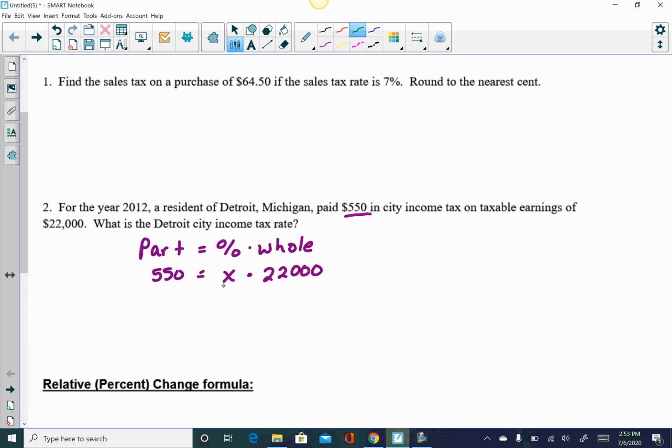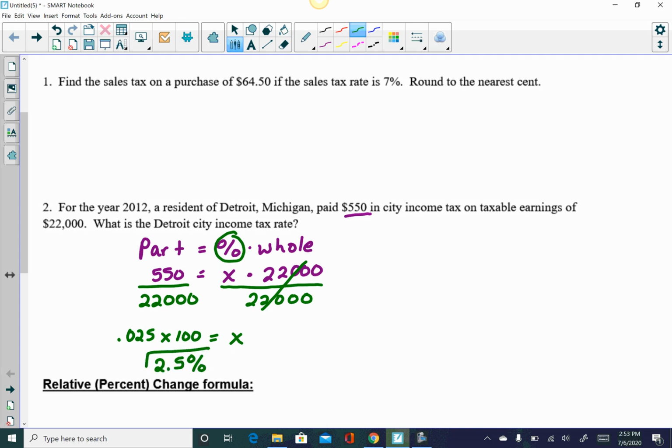So to get x all by itself, since this is x times 22,000, divide both sides by 22,000. So that way over here, the 22,000s cancel out, just leaving you with x. So then in your calculator, you're putting 550 divided by 22,000. That should give you 0.025. Remember here, you were solving for the percent, so to get your final answer, don't forget that technique that I mentioned to you in the previous video, multiply by 100, so you're really talking about a 2.5% tax rate.